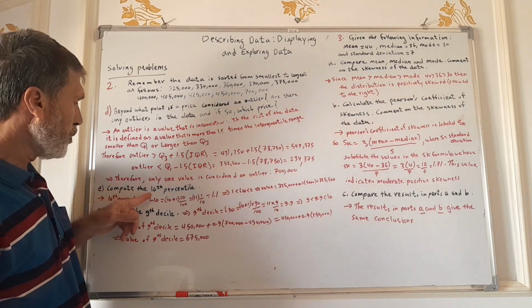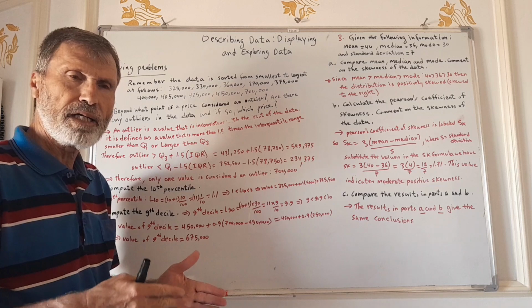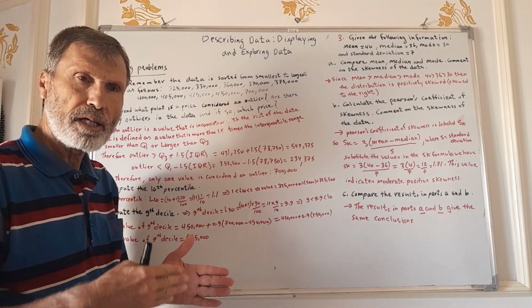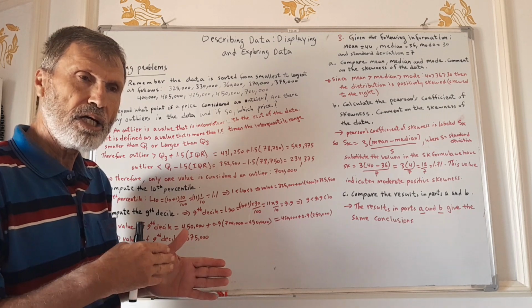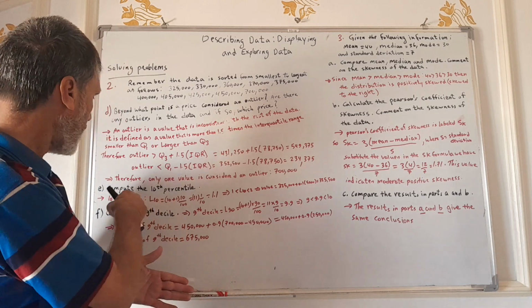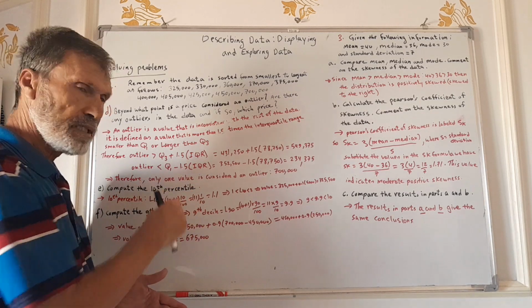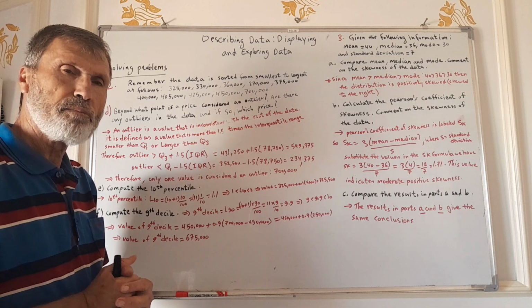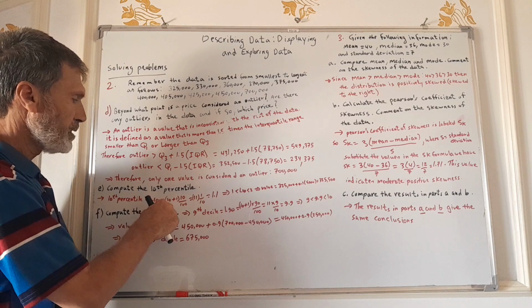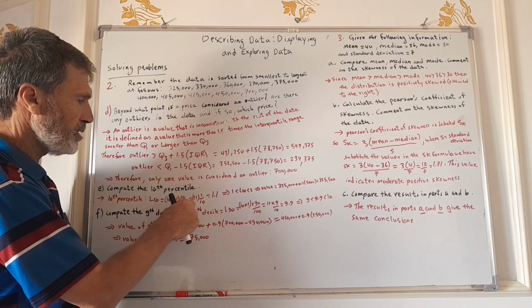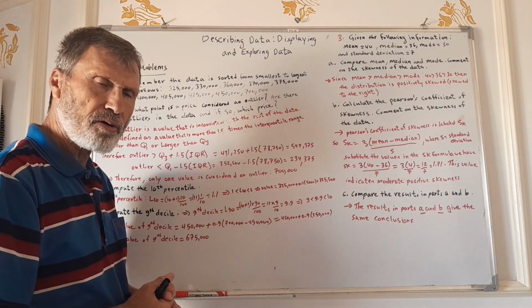Now, part E says compute the 10th percentile. For the 10th percentile, we use the formula LP, where L stands for location and P stands for percentile. So L10 is equal to (n plus 1) times P, the percentile, which is 10 over 100. We plug in the values: 10 plus 1, times 10 over 100, and we come up with 1.1. So 1.1 is a decimal value, of course.